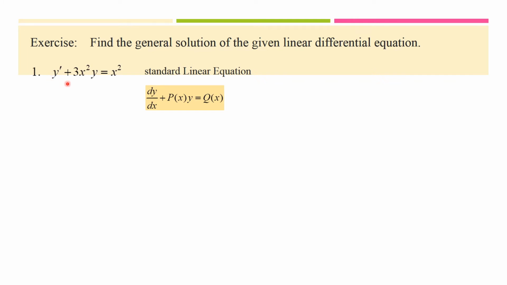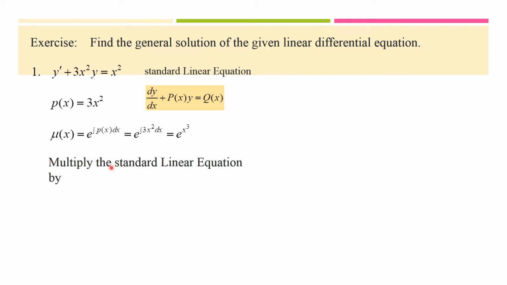Now we're going to start solving this standard linear equation by first identifying p of x. p of x is the coefficient of y. In this problem, p of x is 3x squared. Evaluate the integrating factor, which is given by e to the power of the integral of p of x dx. Substitute 3x squared for p of x. So we need to find e to the power of the integral of 3x squared with respect to x. The integration of 3x squared with respect to x is x cubed, and therefore mu of x is e to the power of x cubed.